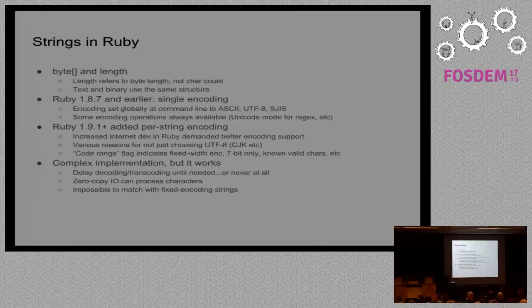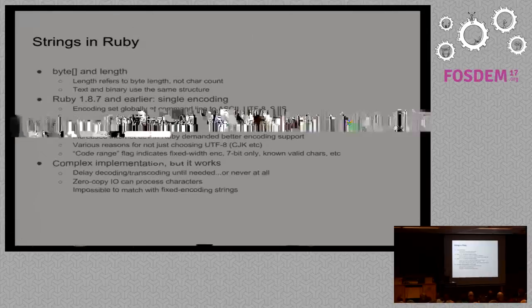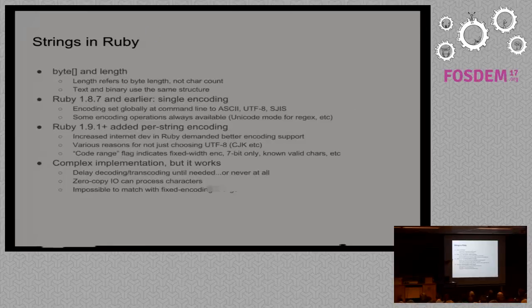So, strings in Ruby. Strings in Ruby are basically just a byte array and length, similar to the character array and a length in Java. And the length in this case refers to the byte length, not the character count. Up through Ruby 1.8.7, there was a single global encoding that you could set. At the command line, I think it would default to assuming it's ASCII, but you can do some Unicode operations. You could specify that all strings were Unicode, and then it would do some additional character validation, or specify some other encodings like Shift-JIS. And like I say, some operations that were specific to Unicode were always available. Like regular expressions have a flag that says treat this as a Unicode regular expression rather than an ASCII one.